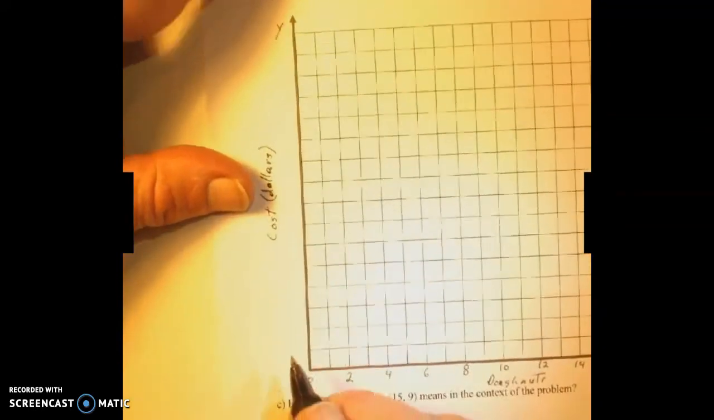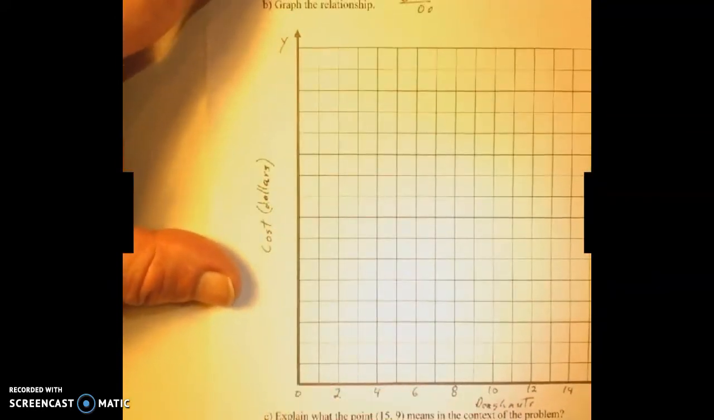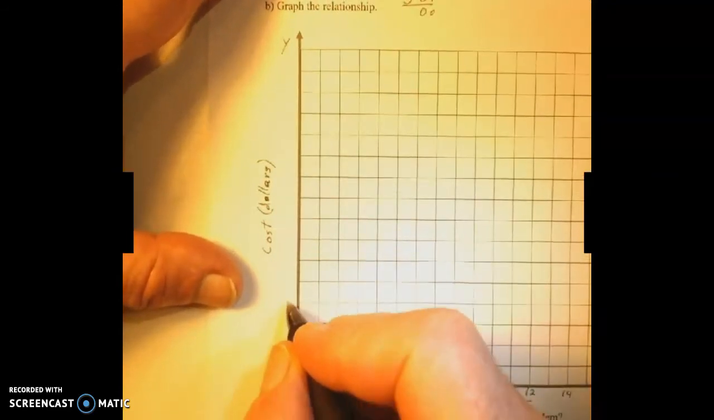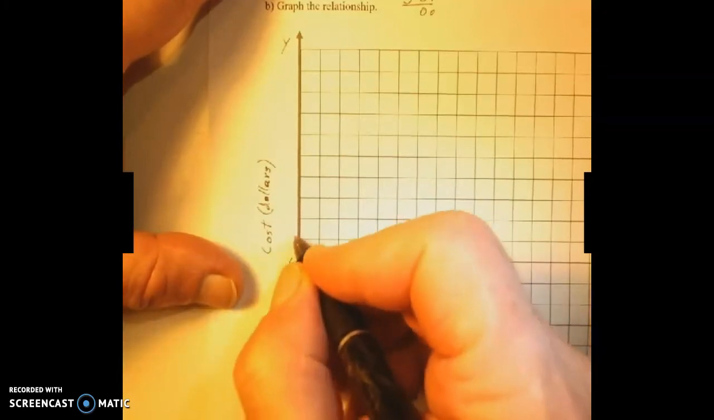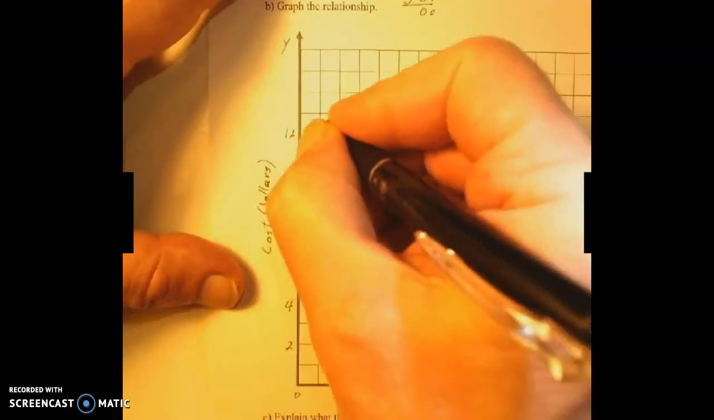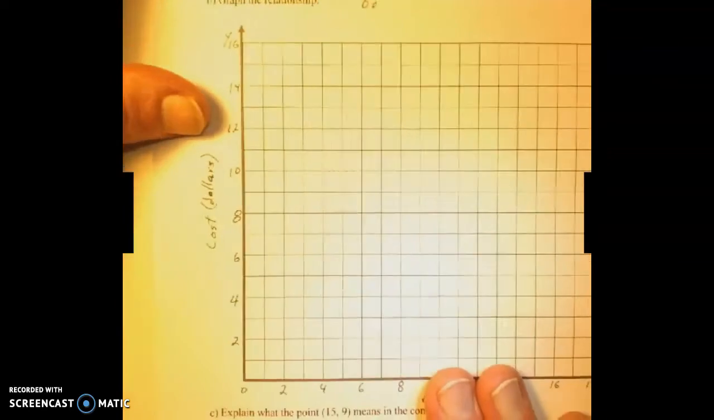maximum. And then going up the vertical axis, this is our cost. Again, I'm going to just number every other space for speed. So this would be 1, 2, 3, 4, 5, 6, 7, 8, 9, 10, 11, 12, 13, 14, 15, 16.